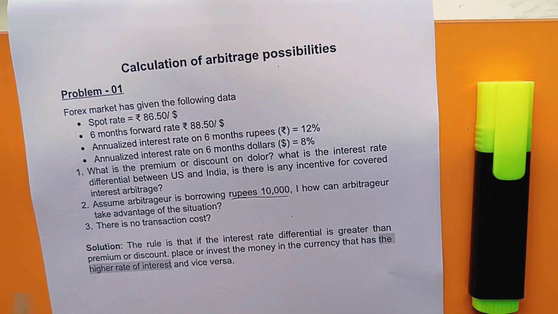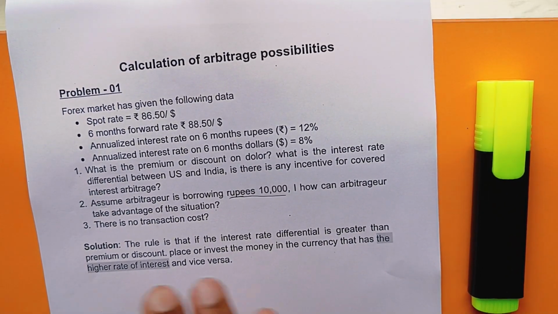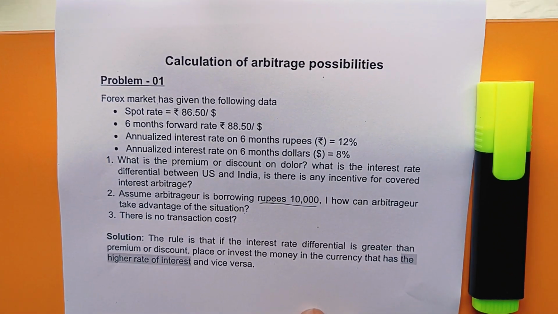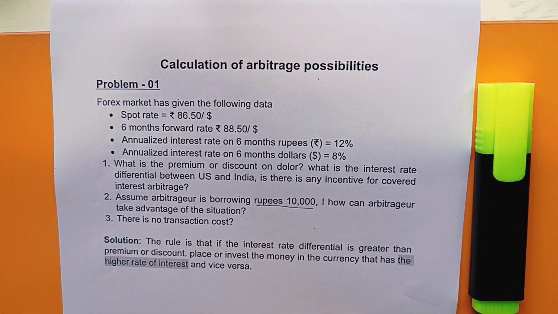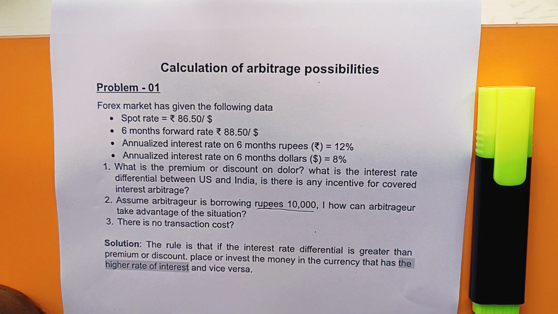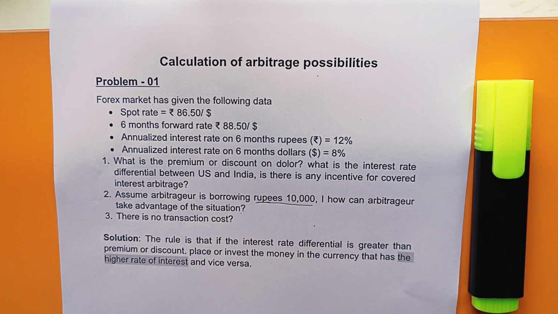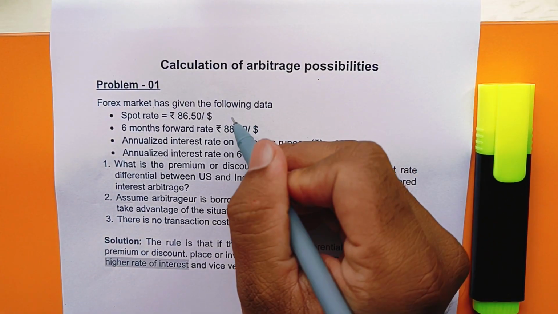Once that is done, you can see the problem. Problem number 1: how is he going to make the profit? The forex market has given the following data. One is the spot rate, which is given in the problem as 86.50.